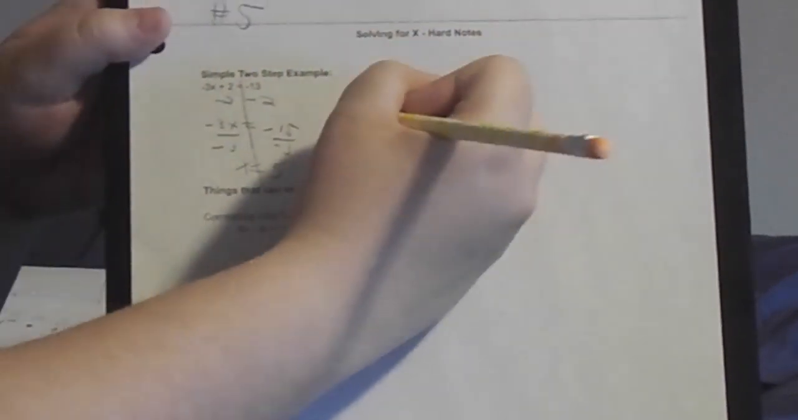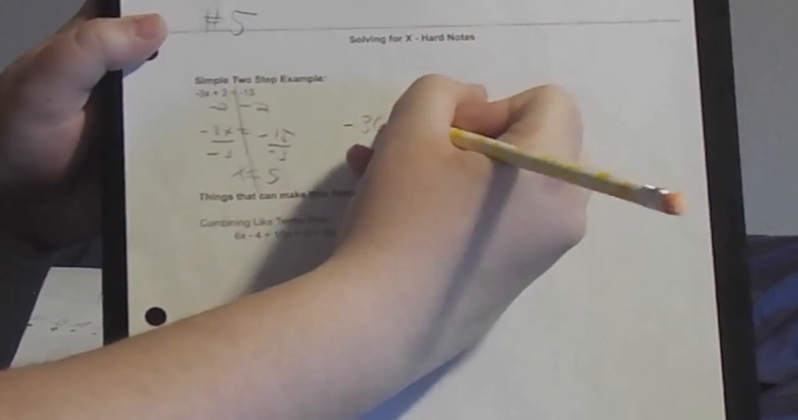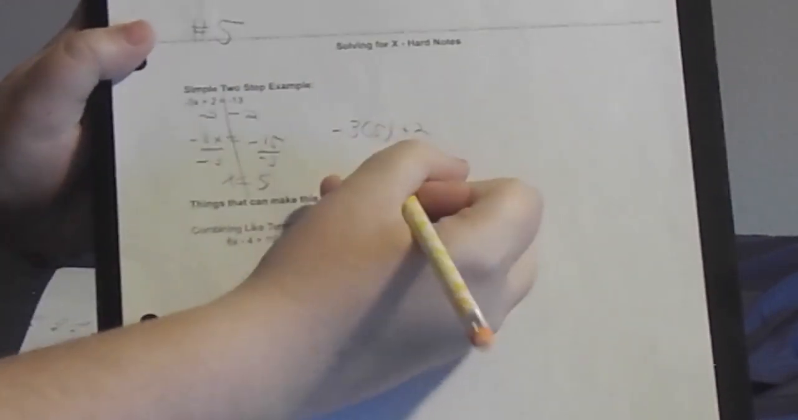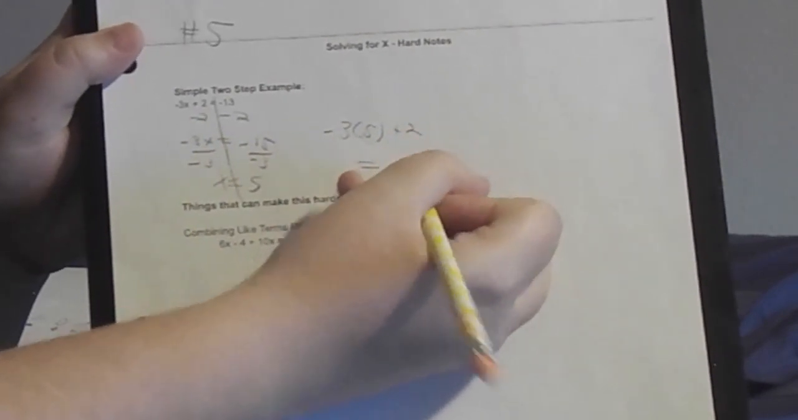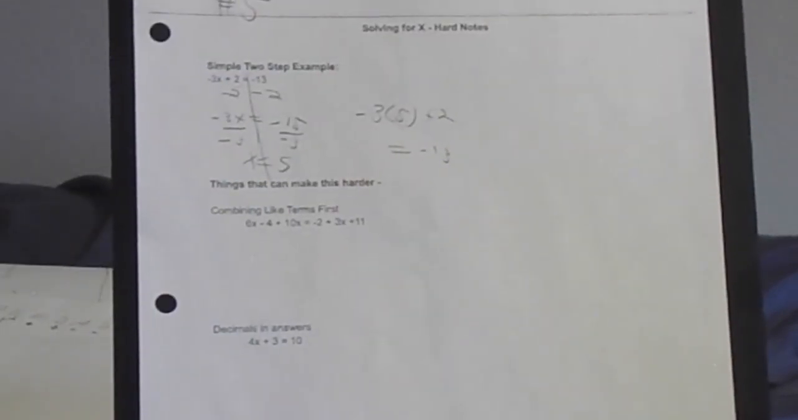Remember to check your work. You could do negative 3 times the 5, because it's negative 3x, plus the 2, and when I put it in the calculator, it would give me negative 13, meaning that my answer is correct.